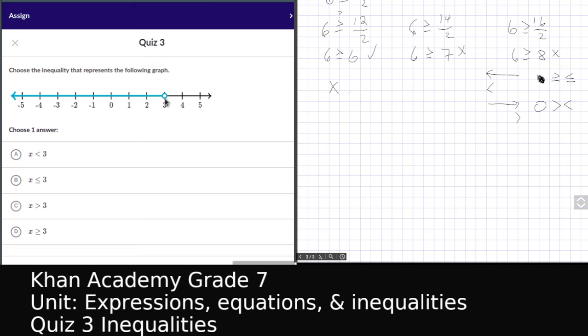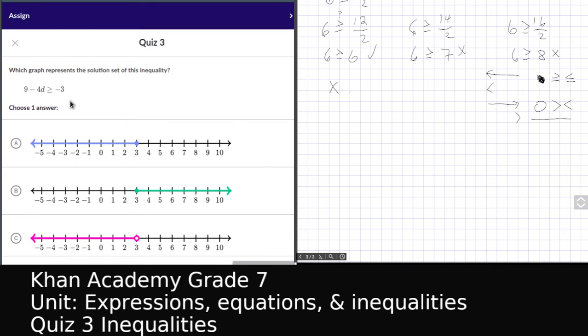Okay, so we have to look here. That's open, so I know it's going to be greater than or less than, and it's going off in this direction, so it's less than. And if we look, all these numbers are less than 3: 2 is less than 3, 1 is less than 3, 0 is less than 3. So we have this rule, but really you should look at it and kind of know that 0 is less than 3, so it has to be less than. So my answer here is x is less than 3.